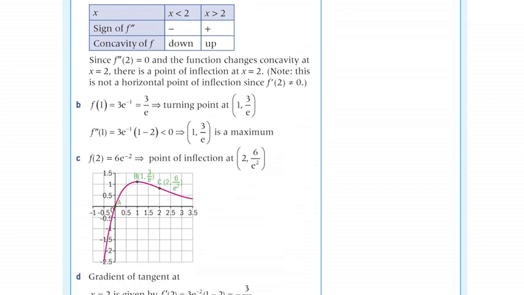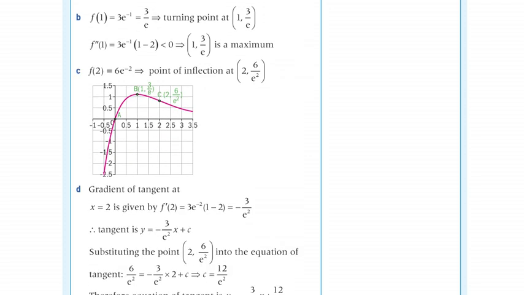B. To find the position of the turning point, we need to find f of 1 equals 3e to the negative 1 equals 3 divided by e. The coordinates of the turning point are 1, 3 divided by e. To identify the nature of the turning point, we can try the second derivative test. F double prime of 1 equals 3e to the negative 1 multiplied by 1 minus 2 equals negative 3 divided by e, which is less than 0. Since the second derivative is negative at the turning point, it indicates that there is a local maximum.